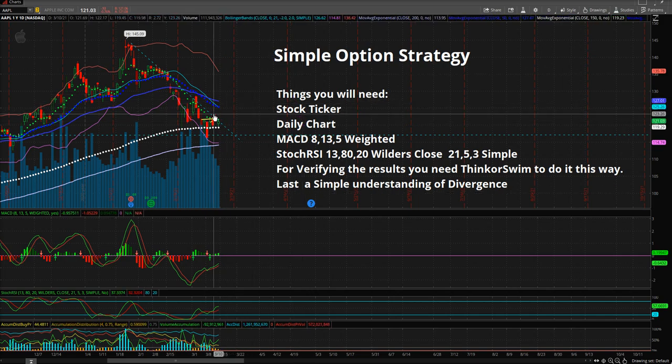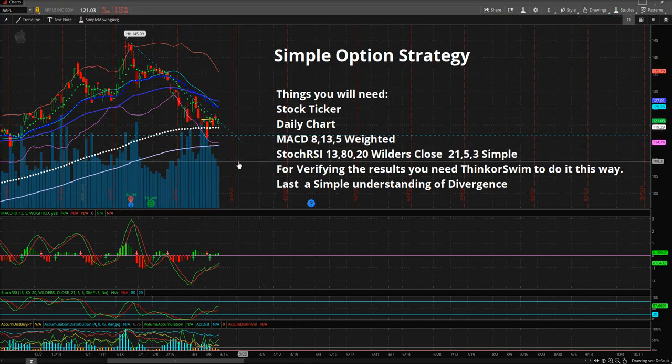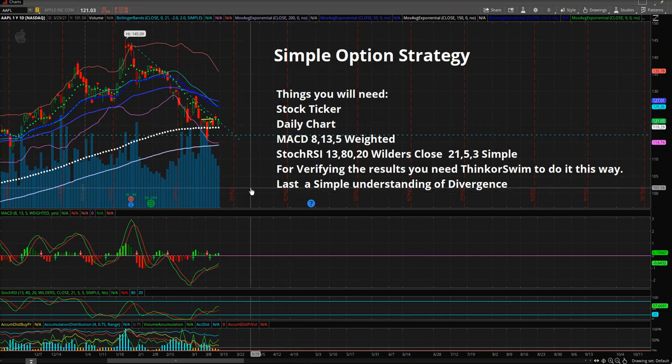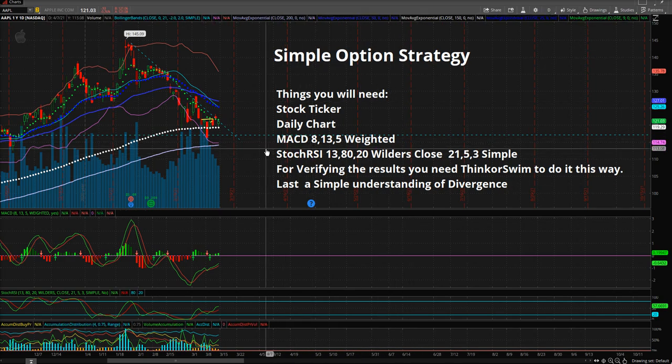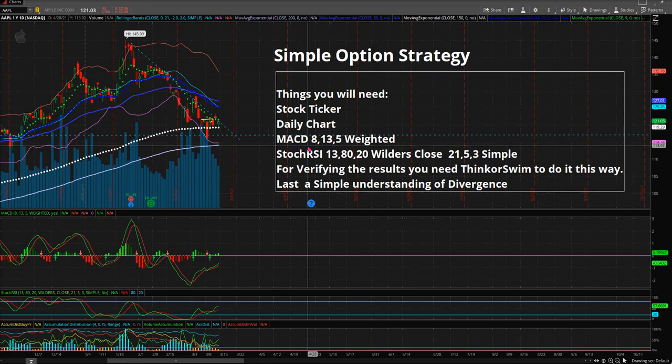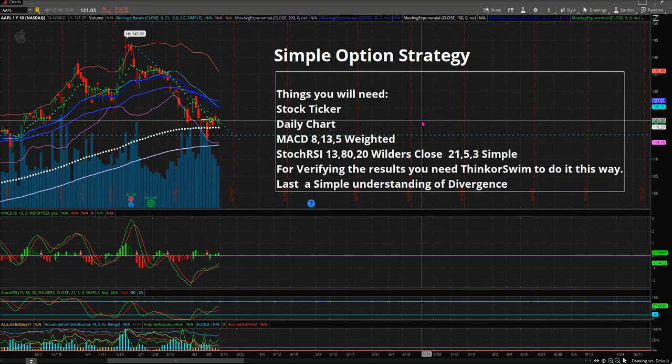These are the things you're going to need. You're going to need obviously a stock ticker. I got Apple in here right now. You need it on a daily chart, which is right here. If you don't know how to use Thinkorswim and you're thinking about downloading it just to use this strategy and the back testing, it's free, so you might as well. Then you're going to need a MACD set to 8, 13, 5 and weighted. Those are the only options you can change on the MACD, so there you go.